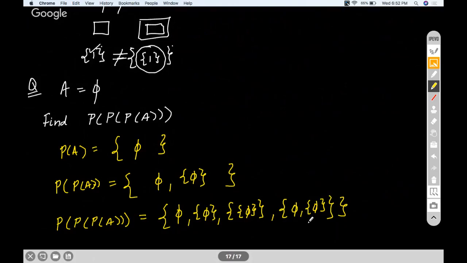Okay. So please note, they're all different things. They may all look very similar, especially these three look similar, but they're not. They're different things. This is a null set element. This is an element which is a set of a null set. Are you getting this point? Very important.